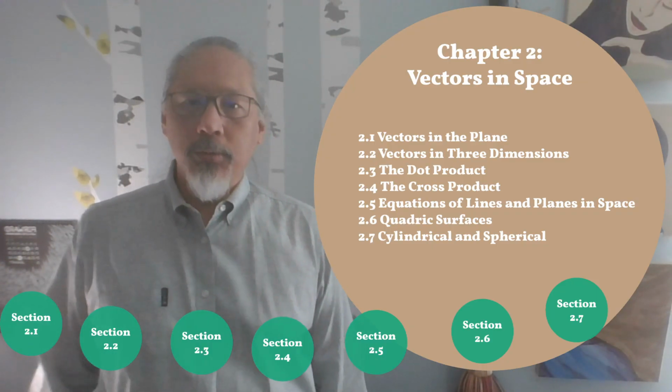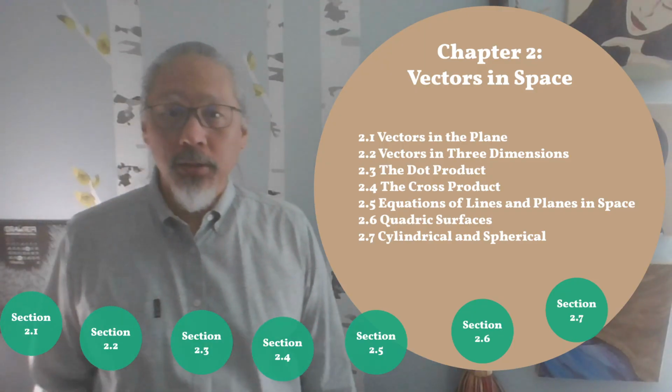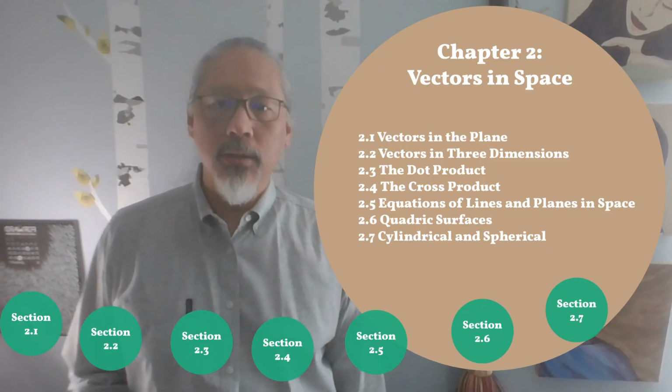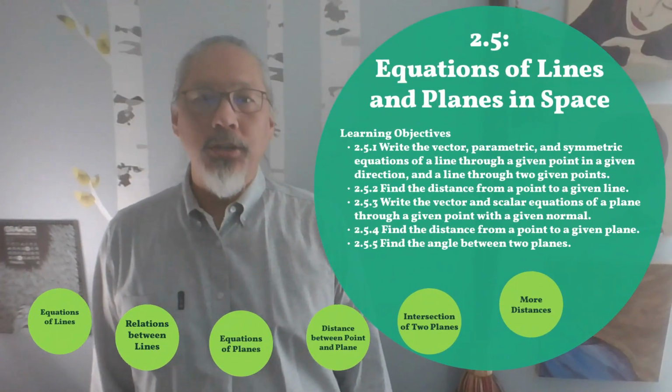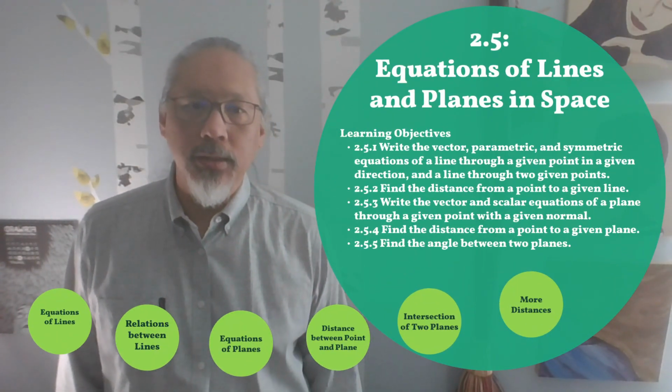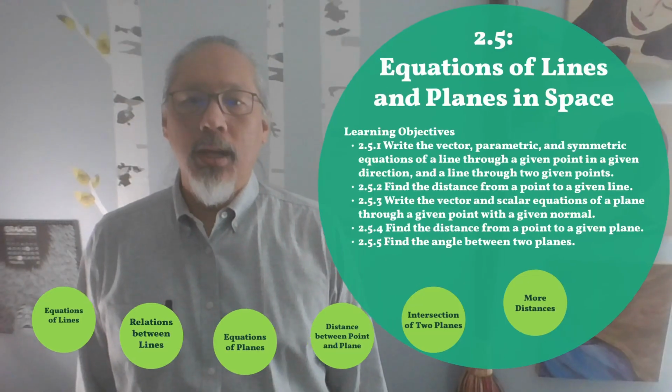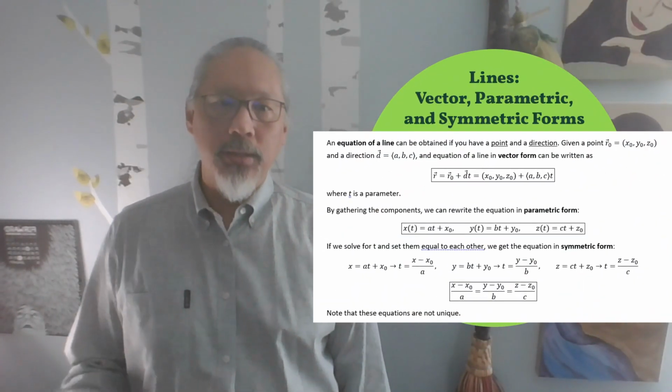So we've established some information about vectors in 2 dimensions and in 3 dimensions. We got the dot product and cross products under our belts. Now we're going to find equations of lines and planes in space. First, let's take a look at lines. Equations of lines in space.